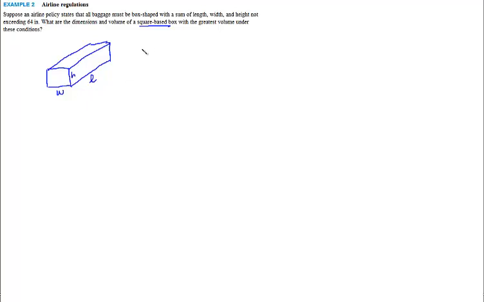We know that the length plus the width plus the height must be less than 64, so we want our maximum volume, so we'll just say that it equals 64. The width and the height must be the same thing, so I don't care which letter you pick, but since these two letters need to be the same thing, we'll just make it W. So we'll just say plus 2W equals 64. Now I want the volume to be the greatest. This would be my constraint.